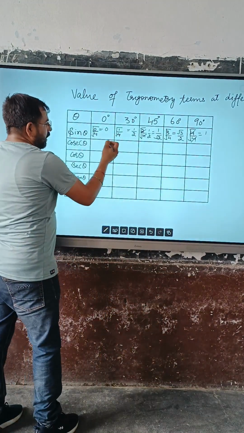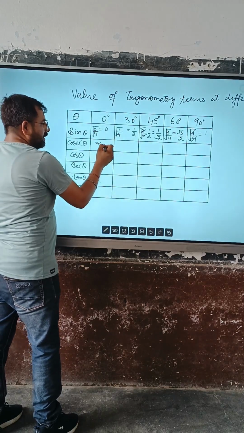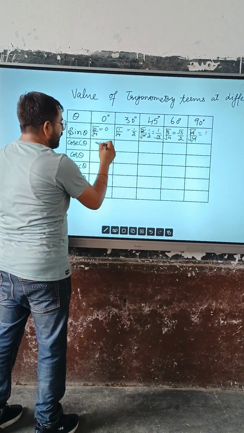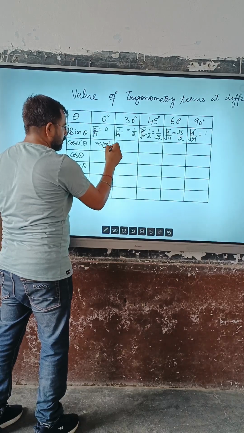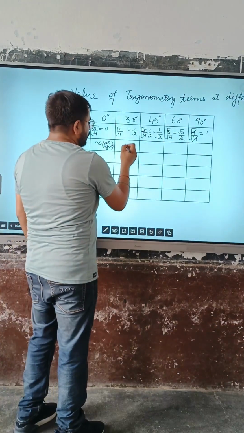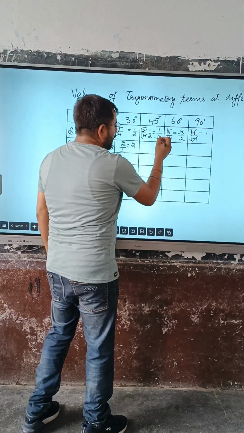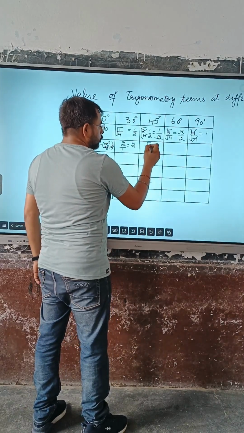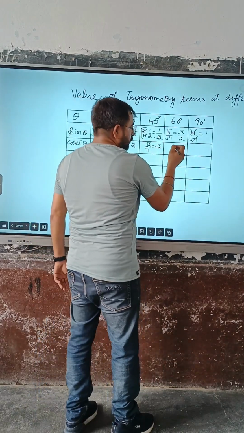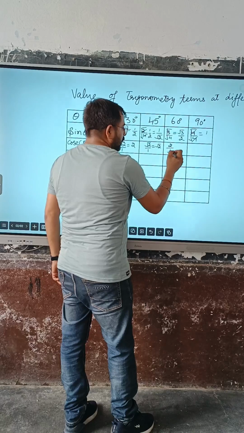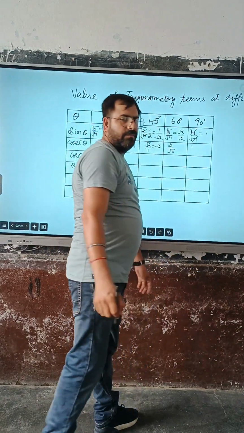So firstly, reciprocal of 0. Reciprocal of 0 is infinity, we say that it is not defined. Next, 1 by 2: reciprocal of 1 by 2 is 2 by 1, which is equal to 2, and reciprocal of 1 by under 2 is under 2 by 1, that is under root 2, and reciprocal of under 3 by 2 is 2 by under 3, and reciprocal of 1 is 1.